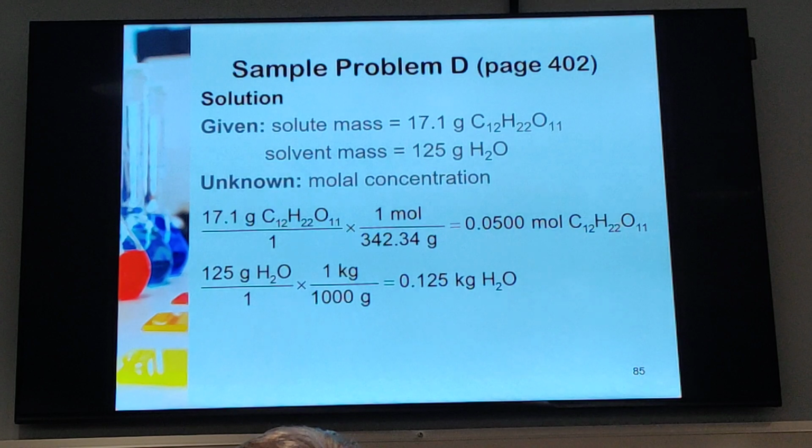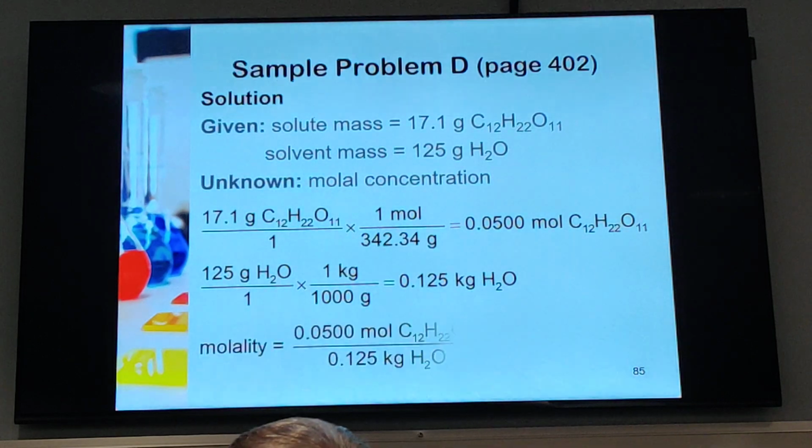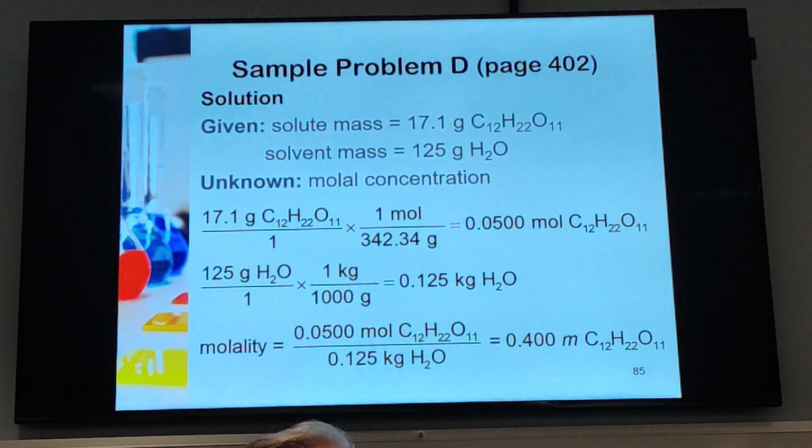So we're going to change that, and that's why it's 0.125 kilograms. Now I think we have enough information to solve this. So I put my moles on the top and my kilograms on the bottom. So 0.05 divided by 0.125 is 0.4 molal.